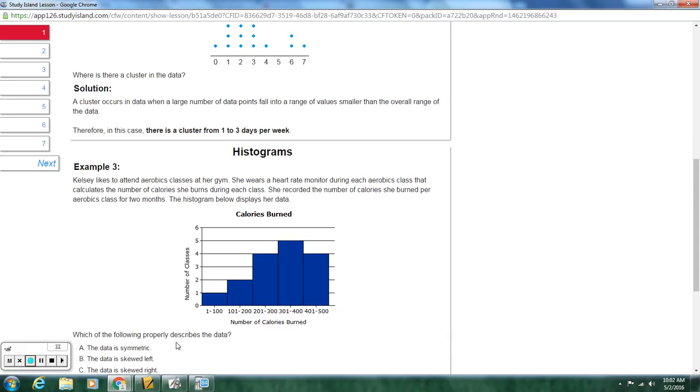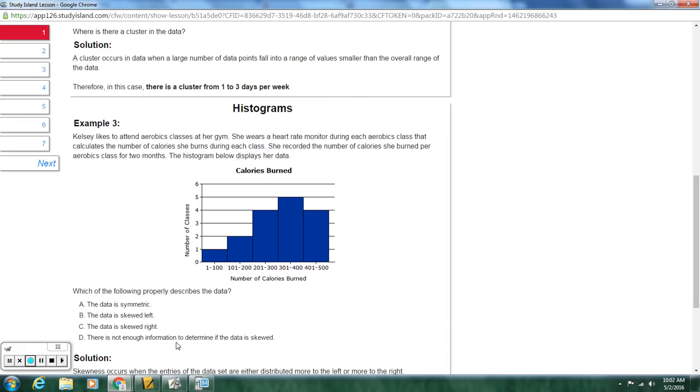So on here, it says, Kelsey likes to attend aerobic classes at her gym. She wears a heart rate monitor during each aerobics class and calculates the number of calories she burns during each class. So here's the number of classes, here's the number of calories burned. She records the number of calories she burned per aerobics class for 2 months. Then they ask you, is the data symmetric, same as normal distribution? Is it the same on both sides? Is it symmetric, skewed left, skewed right, or there's not enough information to determine if it's skewed?